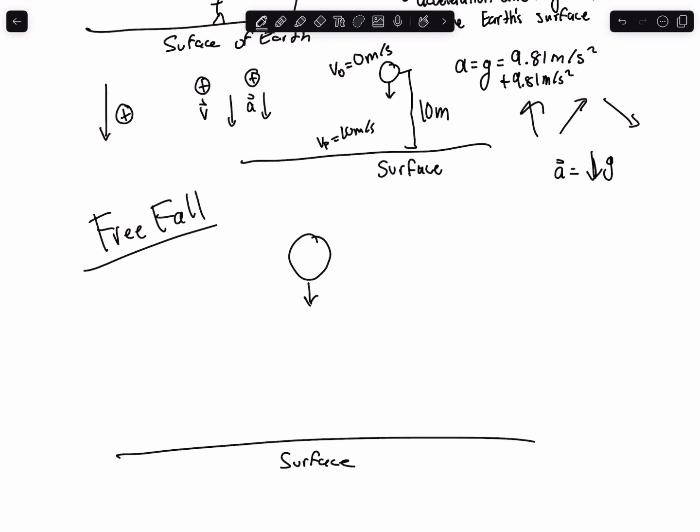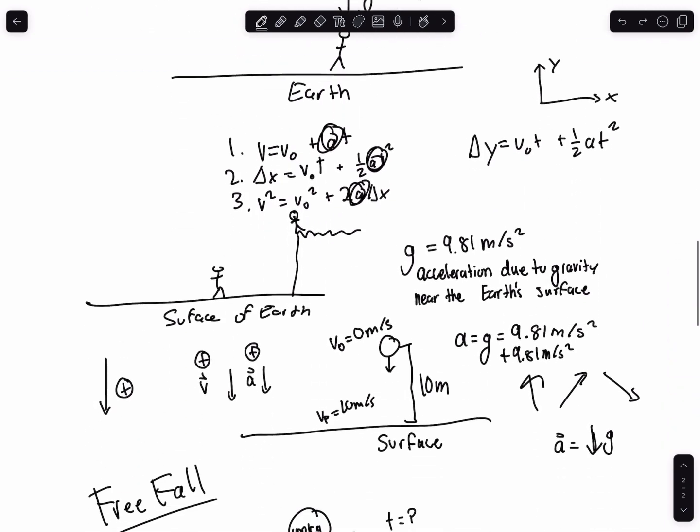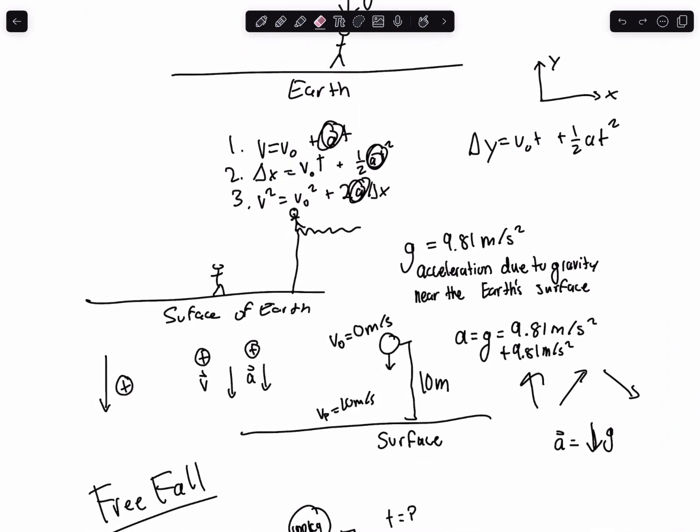And let's say that boulder is 50 meters in the air. Let's also say this boulder is 100 kilograms. It's a big old thing. Big old boulder. So how long is it going to take for this boulder to reach the ground? Well, let's go to our big three. What information do we have? We don't have final velocity, so I think we're going to rule out number 1 and number 3. So let's use equation 2.